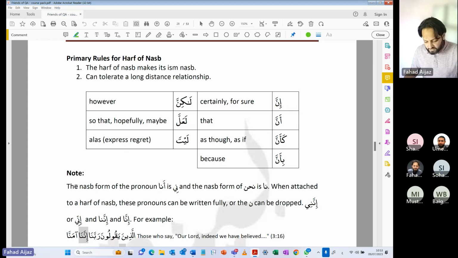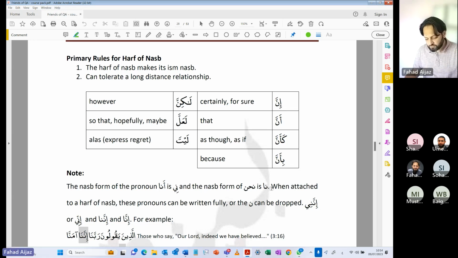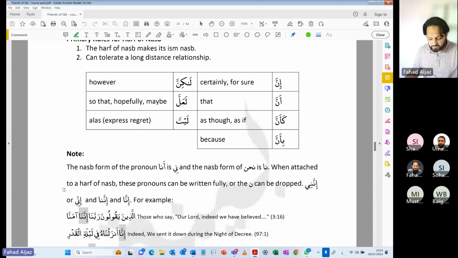This is where it is saying the same thing we just did. The nasab form of the pronoun ana is ni, and the nasab form of nahnu is na. When attached to harf of nasab, these pronouns can be written fully, or the noon can be dropped. Right? Like this one, for example.